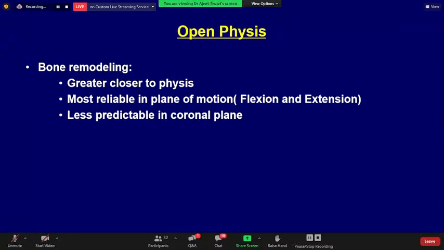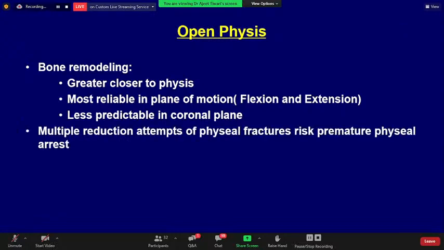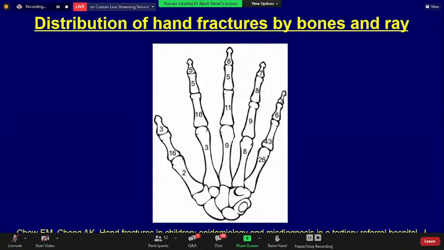But this remodeling happens in the plane of flexion and extension. It is less predictable in the coronal plane, and multiple reduction attempts of a physeal fracture lead to premature physeal arrest. So if you see this, the incidence of fractures, or injuries, happens in kids.